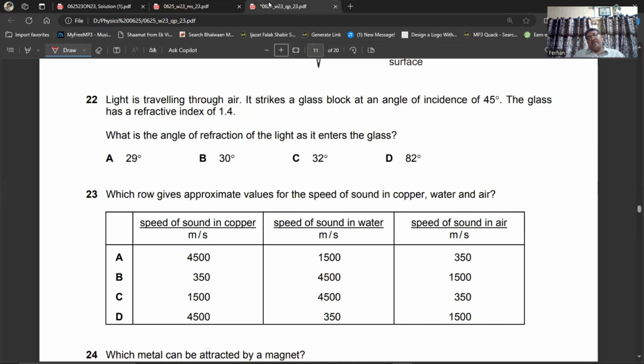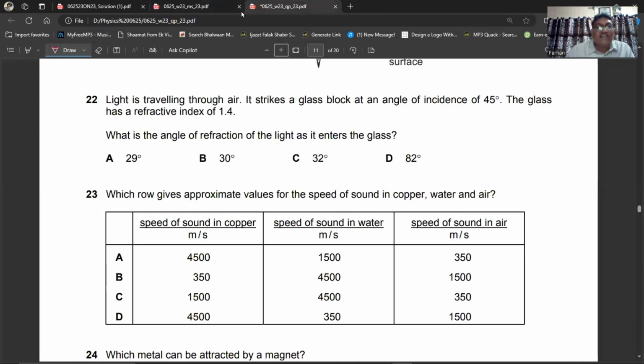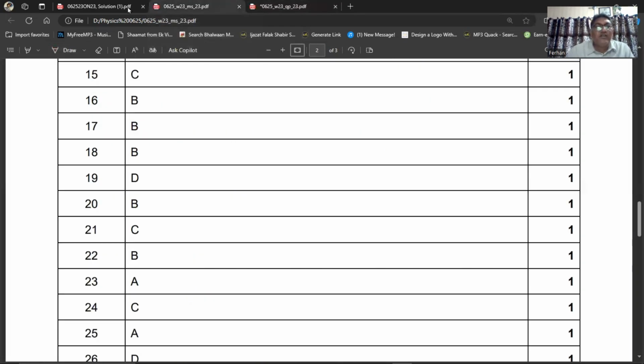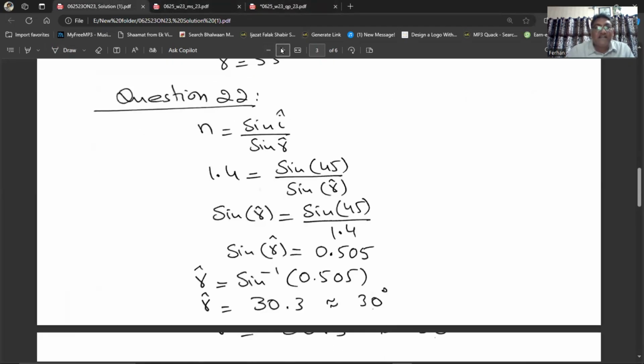Light is traveling through air. It strikes a glass block at an angle of incidence of 45 degrees. The glass has a refractive index of 1.4. What is the angle of refraction of the light as it enters the glass? You know, the refractive index, we represent it with n. That is equal to sine i by sine r. It can also be sine r by sine i, but upstairs we put that angle which is in the rare medium, because the light entered from air into the glass. So the angle of incidence is in the rare medium. So n will be equal to sine i by sine r.